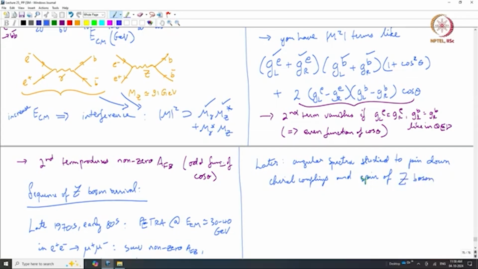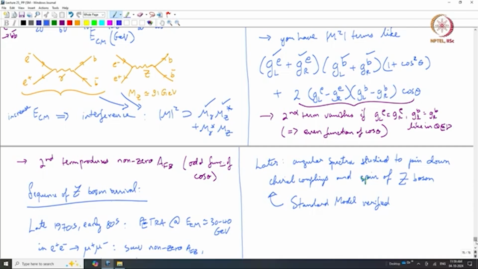Okay, and this was of course a wonderful verification of the standard model, because standard model makes all these very sharp predictions about the chiral couplings, etc., etc. So basically a lot of the Lagrangian parameters of the Standard Model were verified exactly by studying the angular spectra of the Z boson, in addition to studying the Z boson itself, the energy spectrum also.